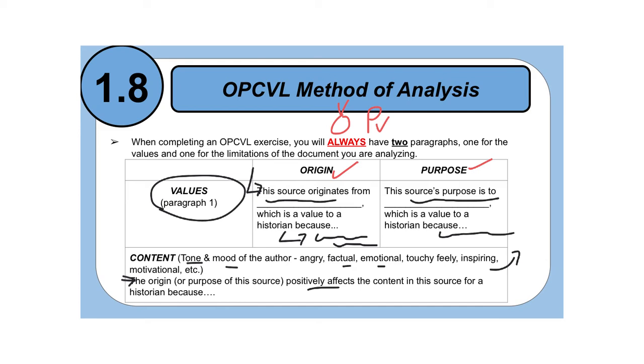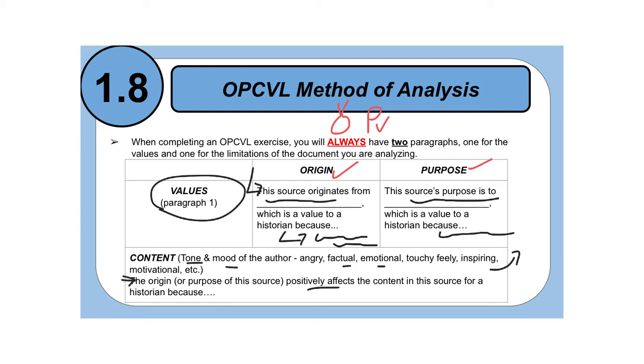The content of this source is going to be valuable to a historian studying the Revolutionary War because of blah, blah, blah. So then you could say the origin positively affects the content. Because it was written by Thomas Jefferson, this is a positive thing because blah, blah, blah. So this is how you will go about doing it.